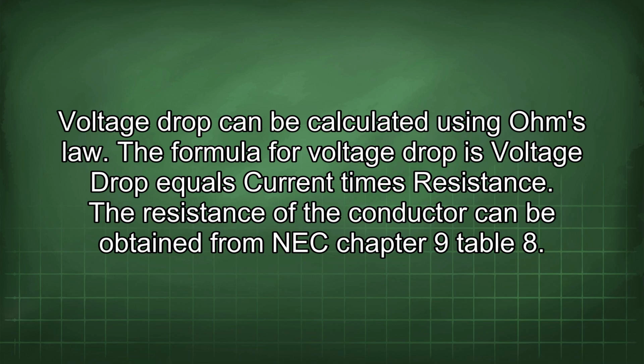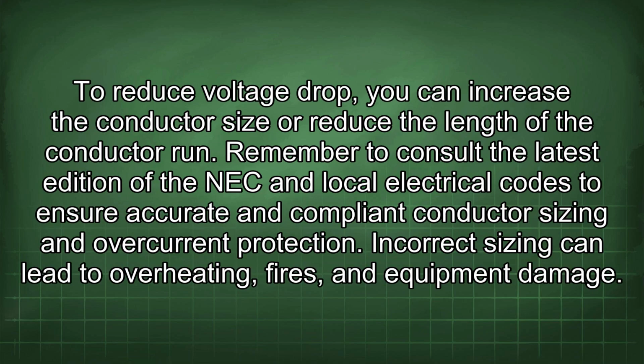The formula for voltage drop is voltage drop equals current times resistance. The resistance of the conductor can be obtained from NEC Chapter 9 Table 8. To reduce voltage drop, you can increase the conductor size or reduce the length of the conductor run. Remember to consult the latest edition of the NEC and local electrical codes to ensure accurate and compliant conductor sizing and overcurrent protection. Incorrect sizing can lead to overheating, fires, and equipment damage.